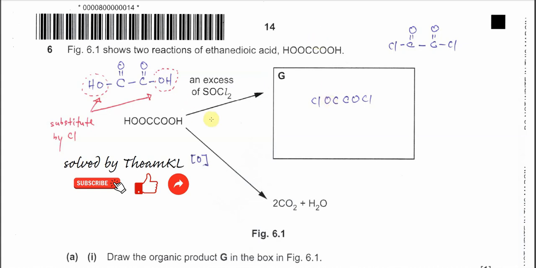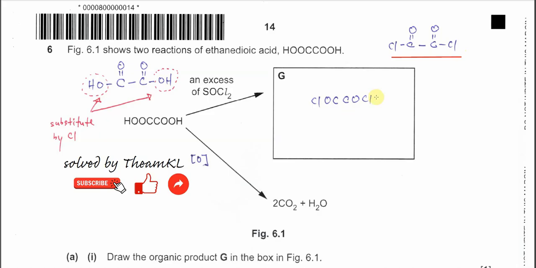Question 6. Figure 6.1 shows two reactions of ethanedioic acid. The first reaction is with SOCl2. From here we know that SOCl2 is used to substitute the OH in the COOH group. This means the OH in the carboxylic acid will be substituted by the chlorine from the SOCl2. So eventually it will form this diacyl chloride.